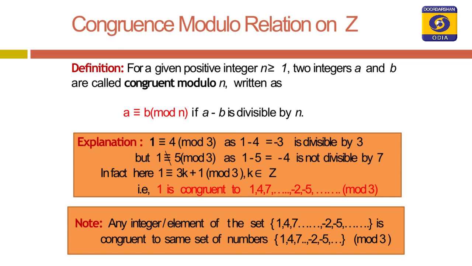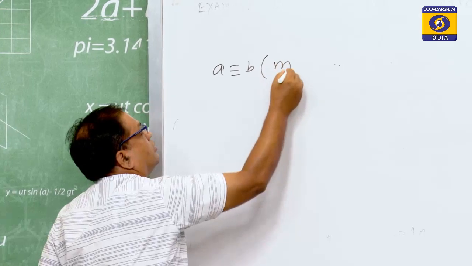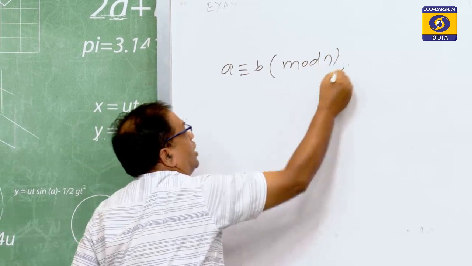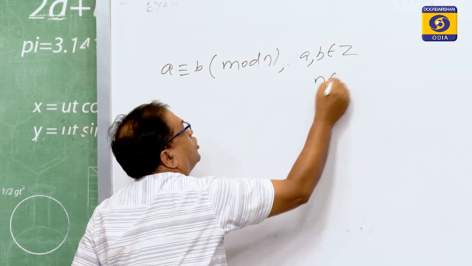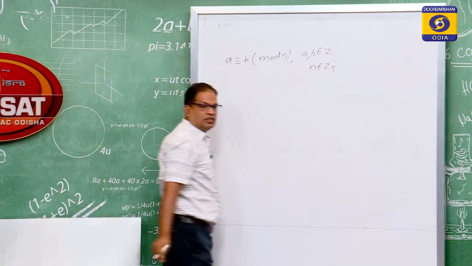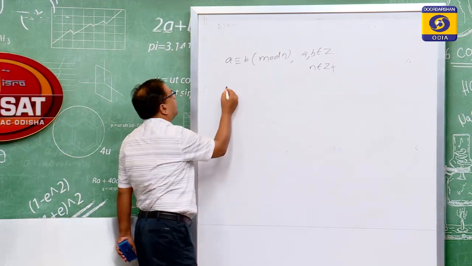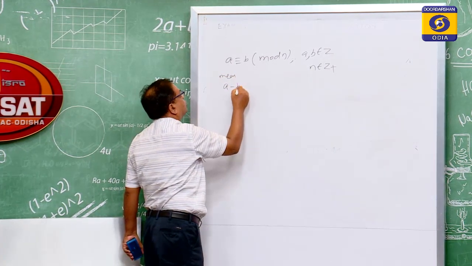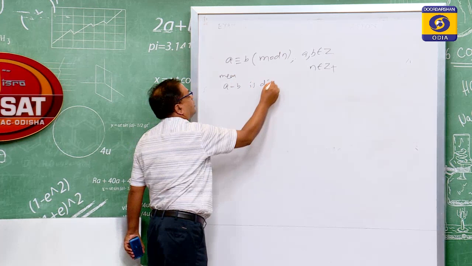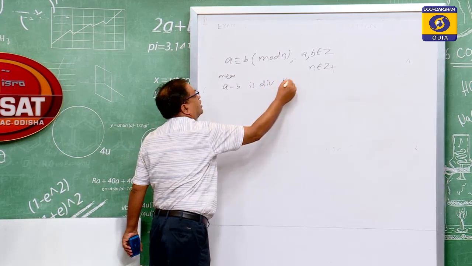Congruence modulo relation is defined on the set of integers, that is, A congruent B mod n, where A, B belong to Z, n is a positive integer. So, A minus B, this means A minus B is divisible by n.